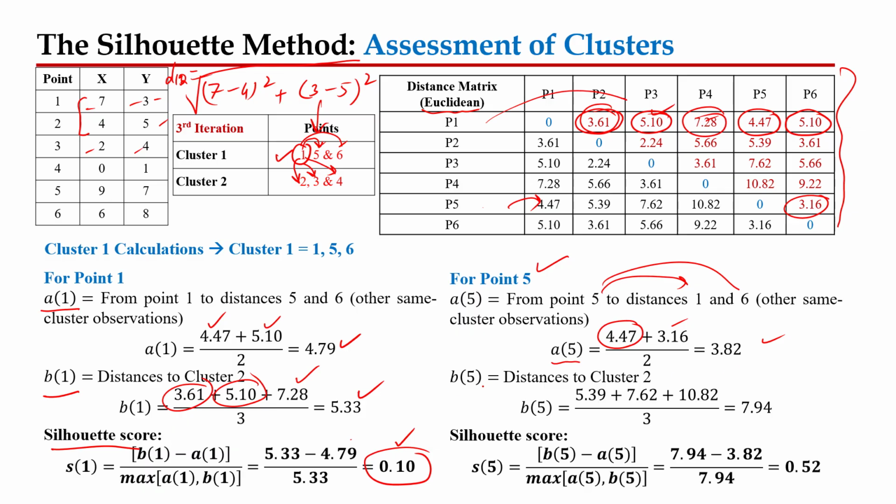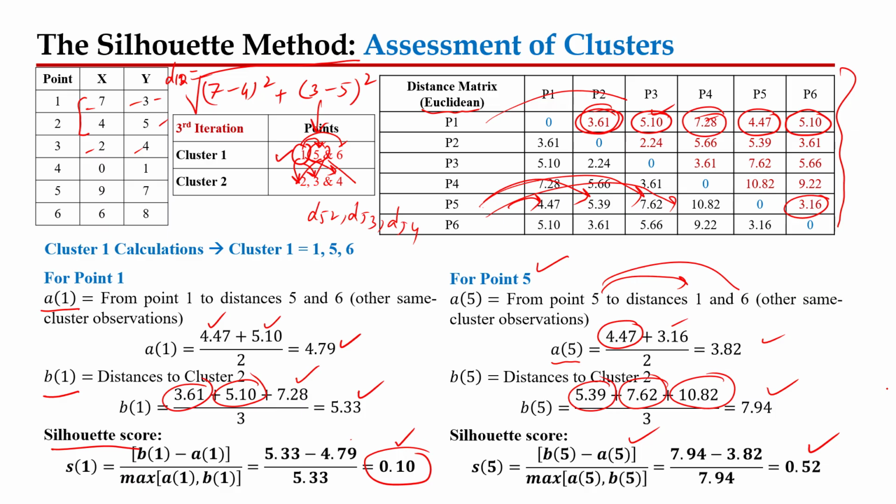Similarly, we calculate B5, which is from observation 5 to the second cluster's observations. That means the distance between 5 and 2, 5 and 3, and 5 and 4. The distance between 5 and 2 is 5.39, 5 and 3 is 7.62, and 5 and 4 is 10.82. Divided by 3, we get this value. Once again, putting it into the silhouette score formula, we get 0.52. It is positive, so observation 5 lies within its own cluster, which is cluster 1.